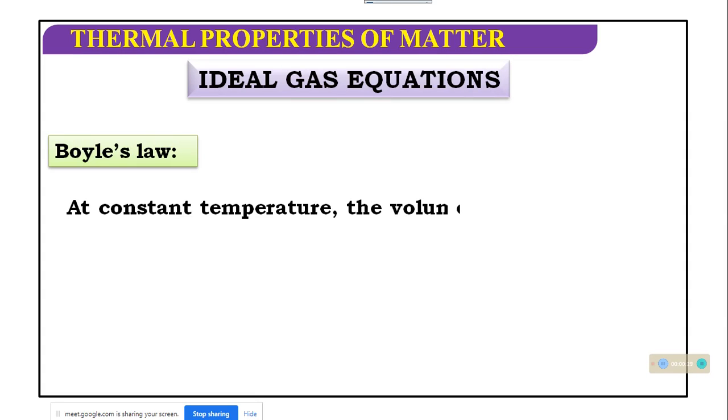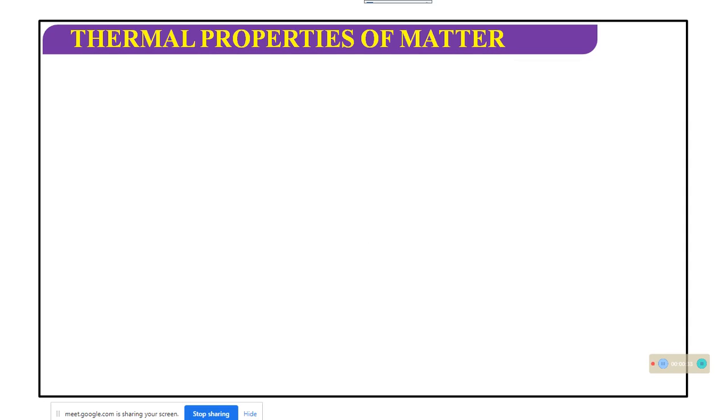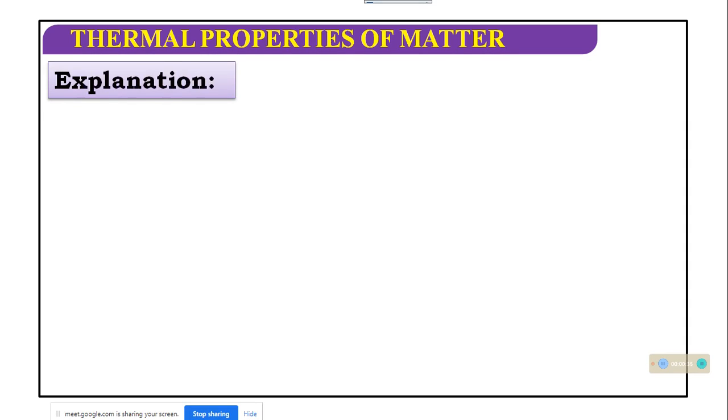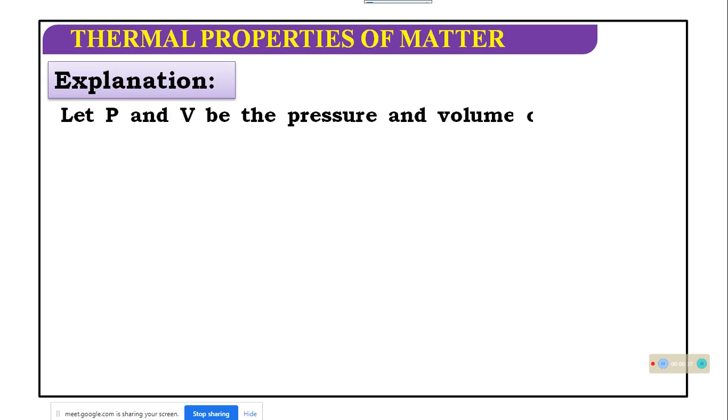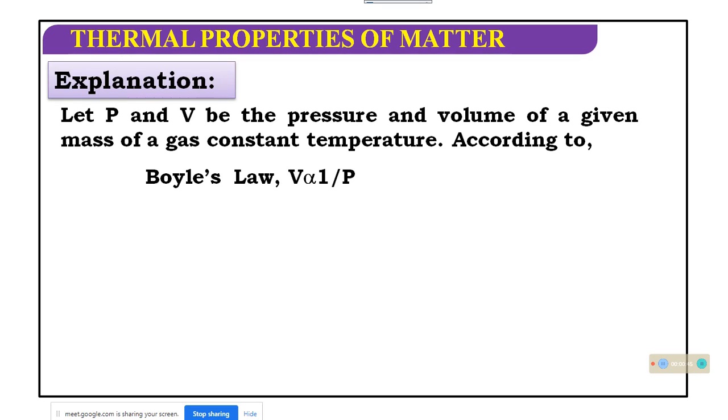We know that at a constant temperature, the volume of a given mass is inversely proportional to pressure. If P and V are the pressure and volume of a given mass at constant temperature, then according to Boyle's formula, V is inversely proportional to 1 by P.